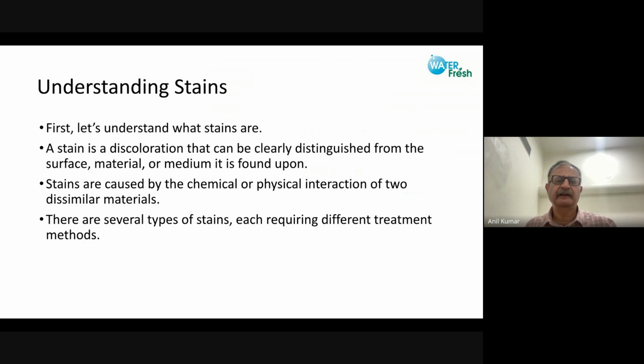First, let us understand what stains are. A stain is a discoloration that can be clearly distinguished from the surface, material, or medium it is found upon. Stains are caused by the chemical or physical interaction of two dissimilar materials. There are several types of stains, each requiring different treatment methods.